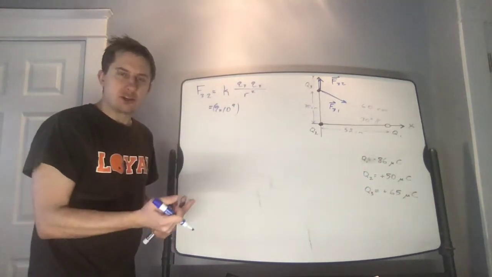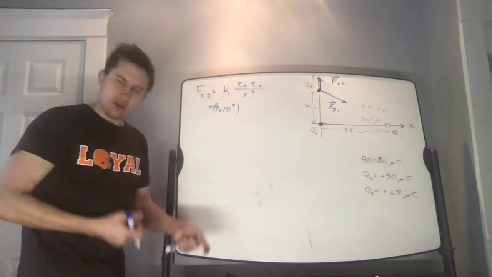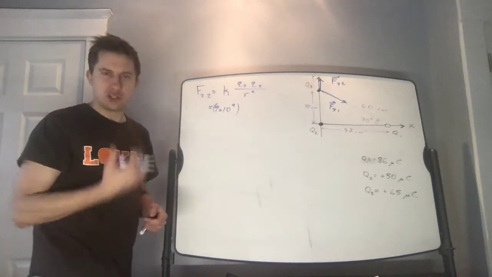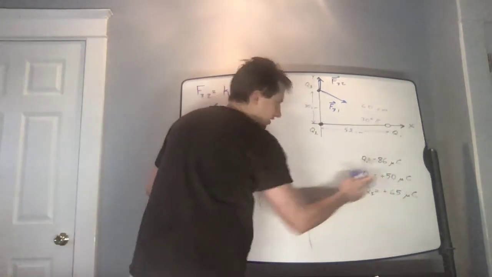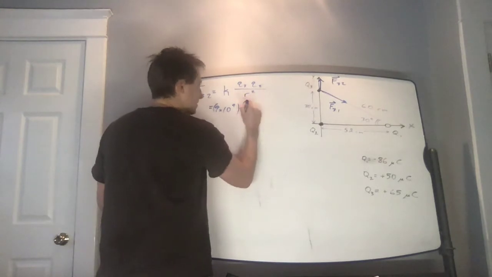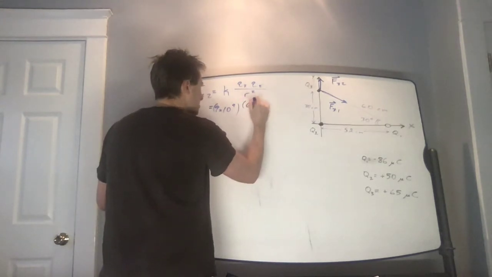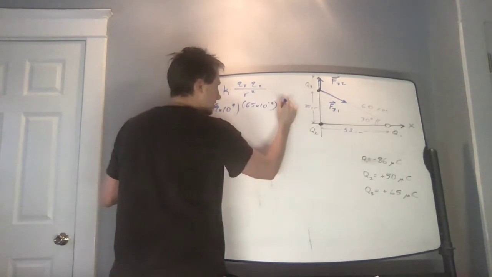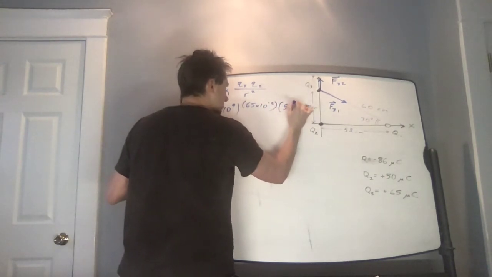Remember, when you calculate forces and work with other equations involving electric charge, you need to convert to coulomb. So micro means times 10 to the negative 6. So I could write this as 65 times 10 to the negative 6 and 50 times 10 to the negative 6.